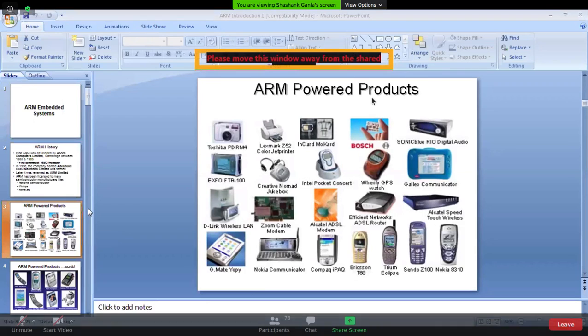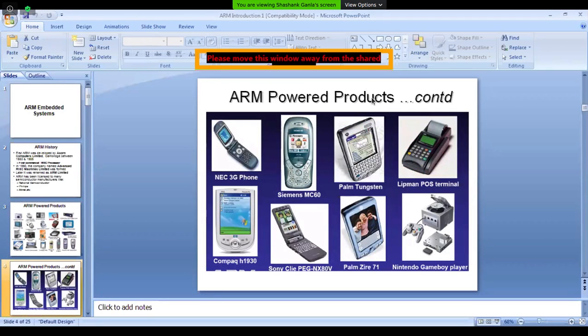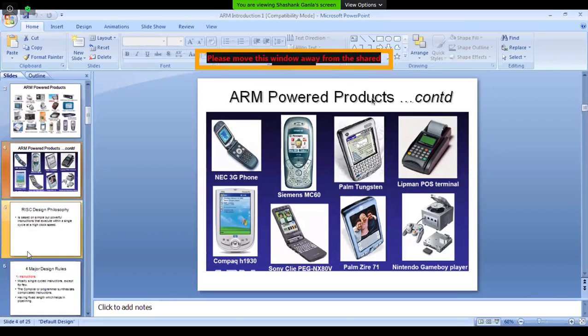Okay, so just look at examples of the products which are using the ARM architecture. As you can see, you have digital cameras and printers. You will have cell phones, no doubt. You will have navigation systems and routers. So there are lots of devices out there. PlayStations also. Many of the products have been designed using ARM architecture. So these are a few more examples of the ARM architecture.